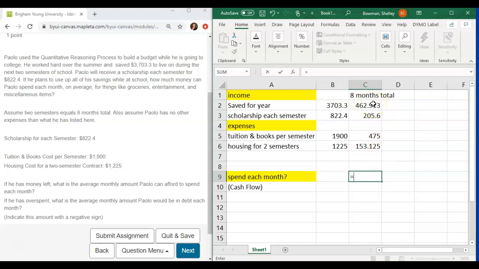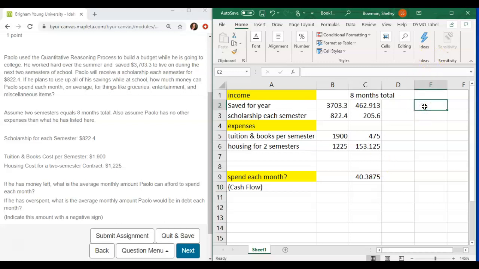So I'm going to do equals, and I'm going to cell reference all of the income and add. And then I'm going to cell reference by subtracting the expenses, minus, and press enter. I could have also found the total here, and then subtracted both of those. So many different options, but this tells me how much money per month he has, and in this case, because it's positive, he actually has $40 he can spend every month on all of his miscellaneous options.